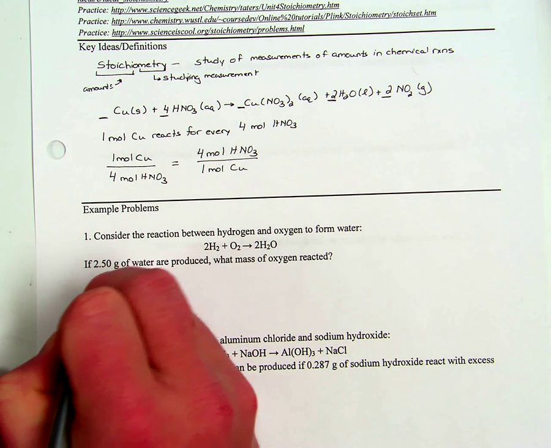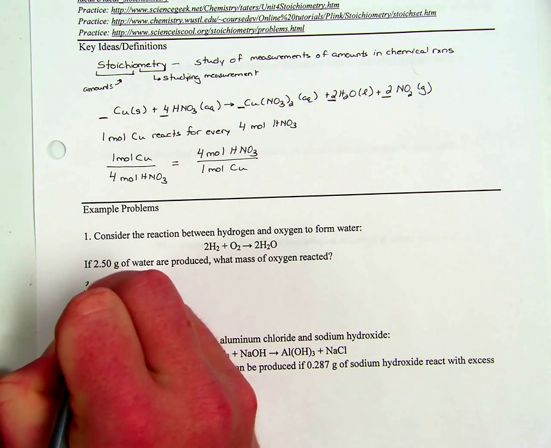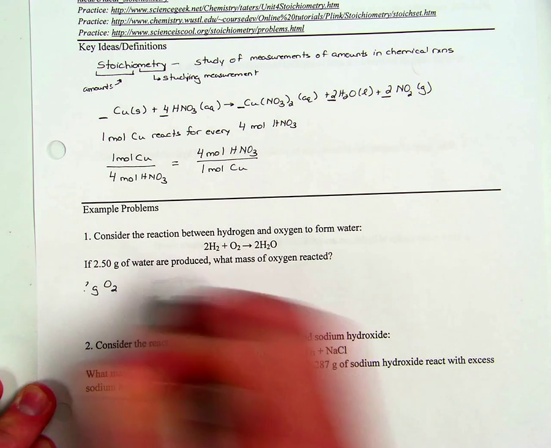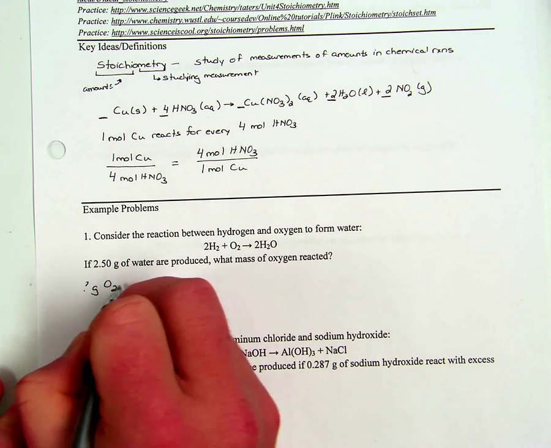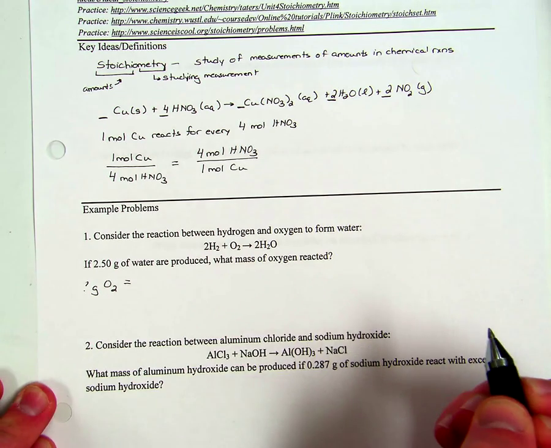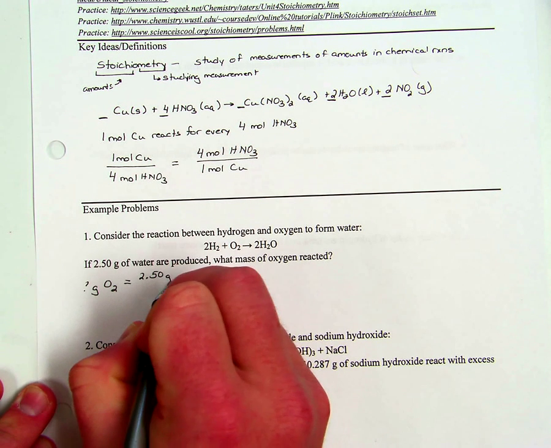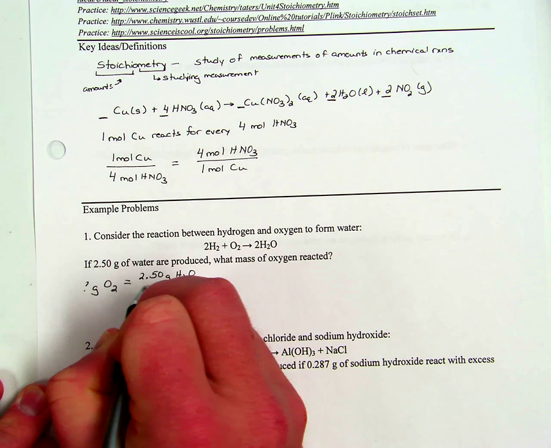The units of my answer are going to be grams of oxygen, grams of O2. Notice it's O2, it's diatomic. And I want to know what mass reacted to get 2.50 grams of water. So that's where I will start the problem.